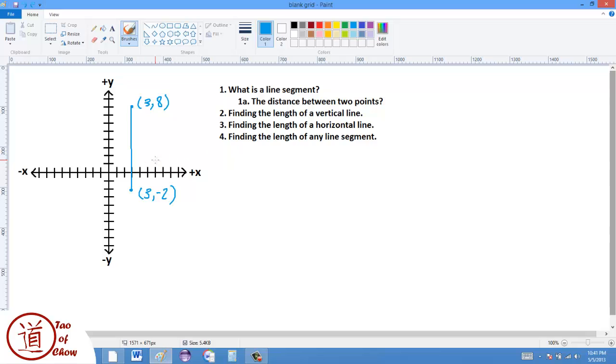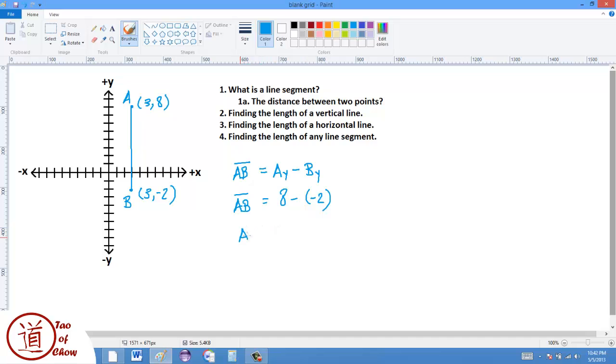Now what we do then is, let's call this point A, and we'll call this point B. So what I can do is say the length from A to B, and I'll put a line above it, is equal to A_y minus B_y. What I mean by A_y is the y component of A, and B_y is the y component of B. So I got the length from A to B is equal to 8 minus -2.